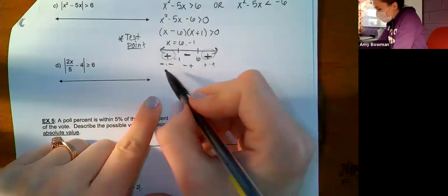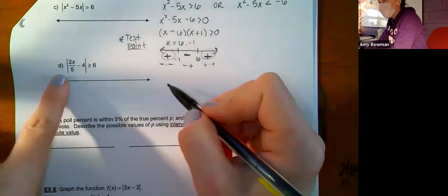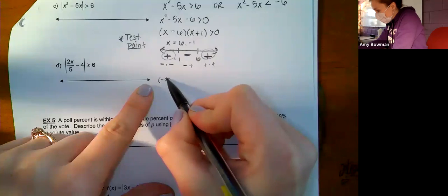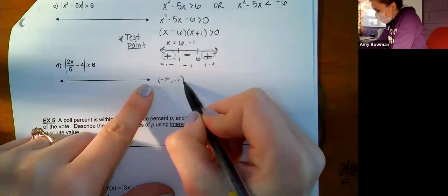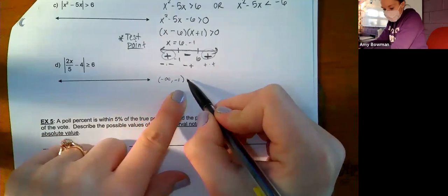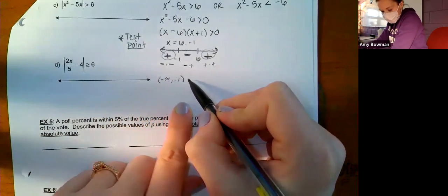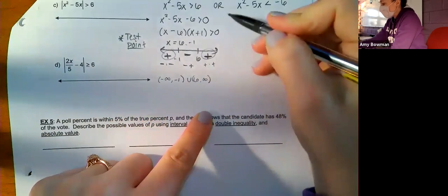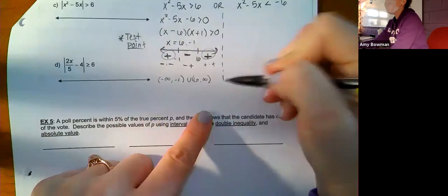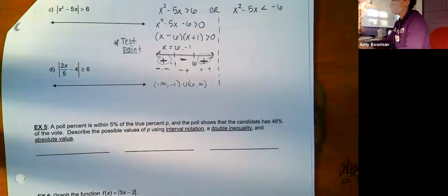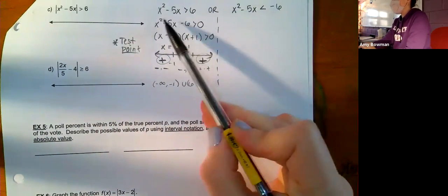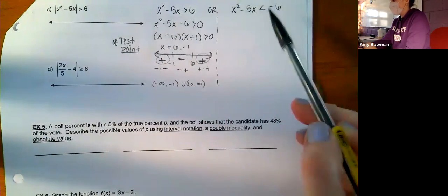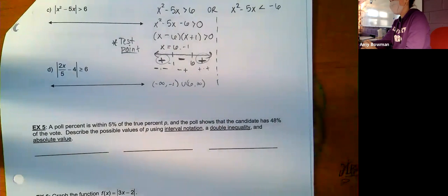So I need to get organized. We'll probably skip part D. So I'm just going to keep writing down here. Negative infinity to negative 1 and 6 to infinity. Okay, that's only part of my solution. So we did all that for the one scenario where our quadratic was greater than 6. Now we have when it's less than negative 6.